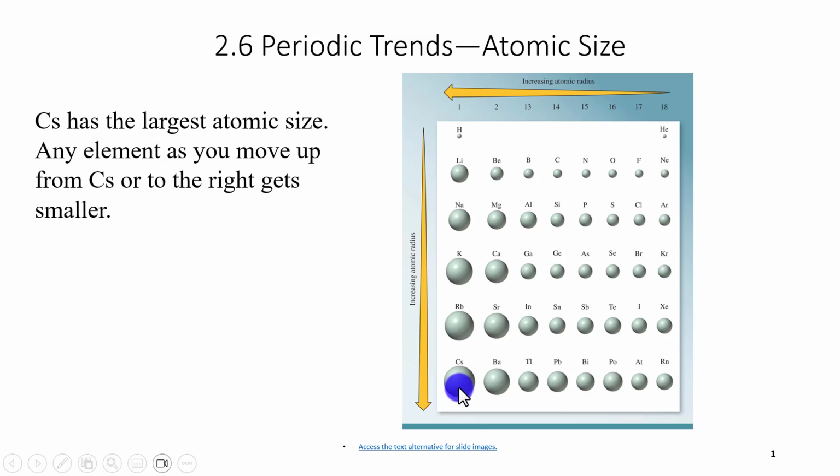Now, I find it easier for some of these trends to memorize one thing, such as either cesium has the largest atomic size or helium has the smallest, and anything moving away from helium, for example, is going to increase. So increase to the left of helium and increase down from helium. Or you can think of it as cesium having the largest, so anything going up away from cesium or to the right is going to decrease. It's up to you how you do this. Just make sure that you remember the proper trend.